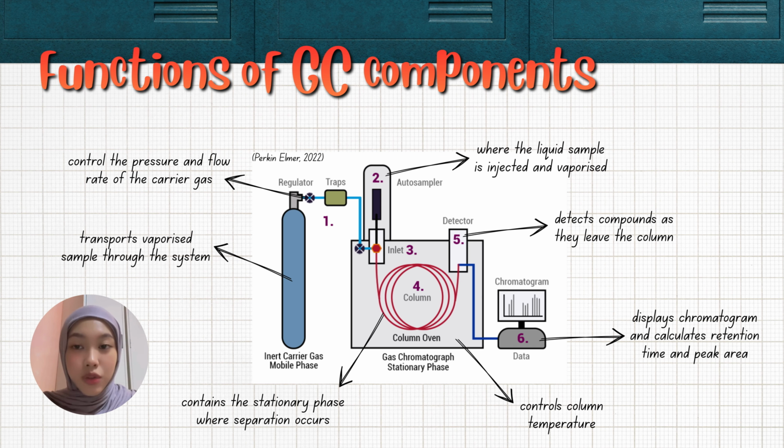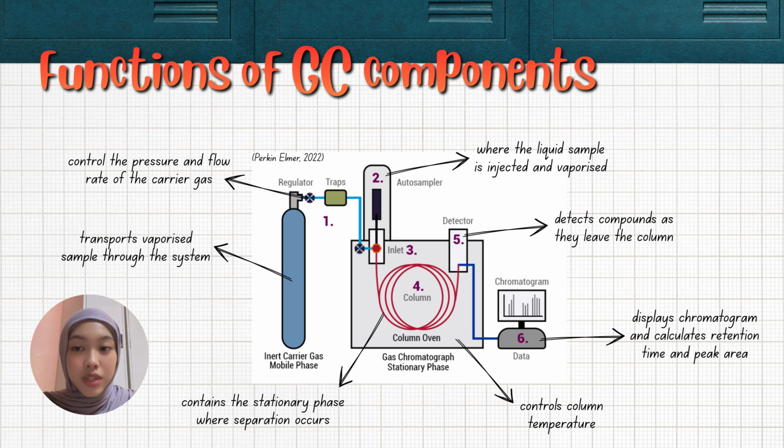This slide shows the main components of a gas chromatograph and their functions. First, the carrier gas cylinder supplies an inert gas, such as helium or nitrogen. Its function is to carry the vaporized sample through the column. Next, the pressure regulator and flow controller control the pressure and flow rate of the carrier gas. This ensures that the sample moves through the instrument at a consistent rate.